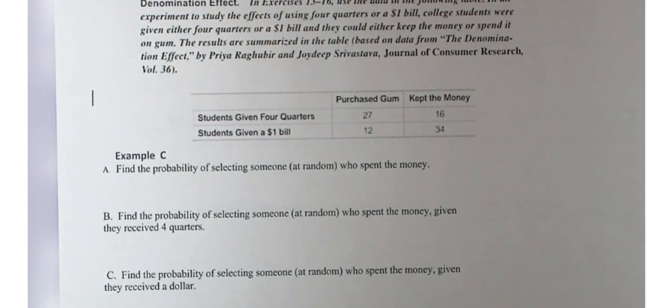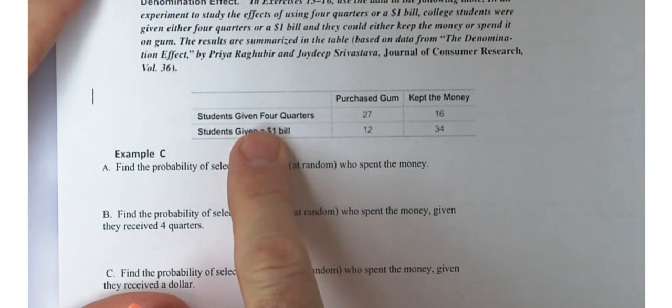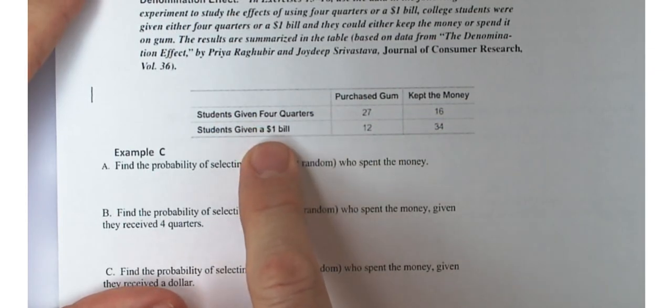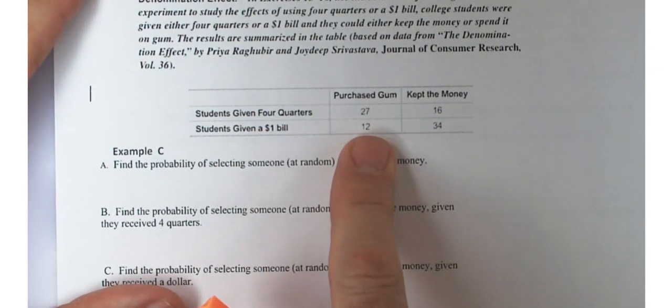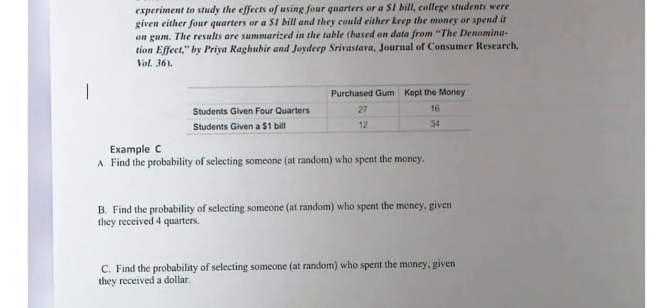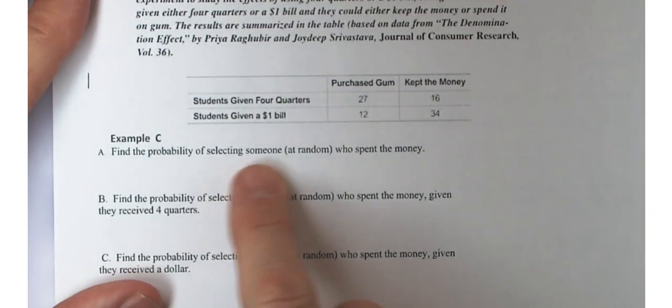Now, in this study, you had students that had a choice here. They were given either 4 quarters or $1. Now, they were then offered the chance to purchase gum or just keep the money. And let's take a look at some of the resulting probabilities. So first of all, find the probability of selecting someone at random who spent the money.